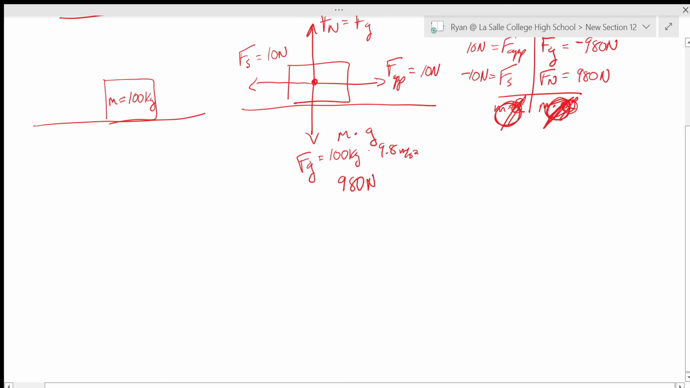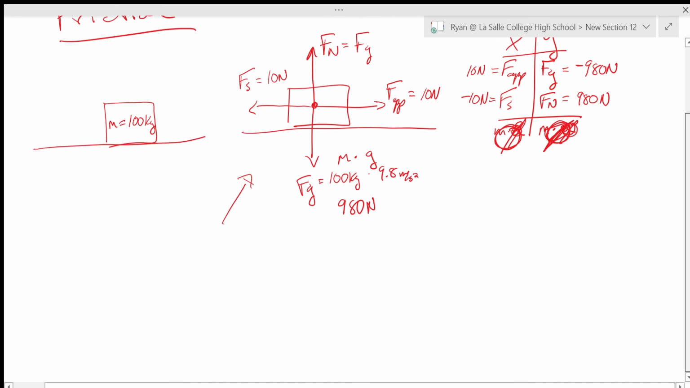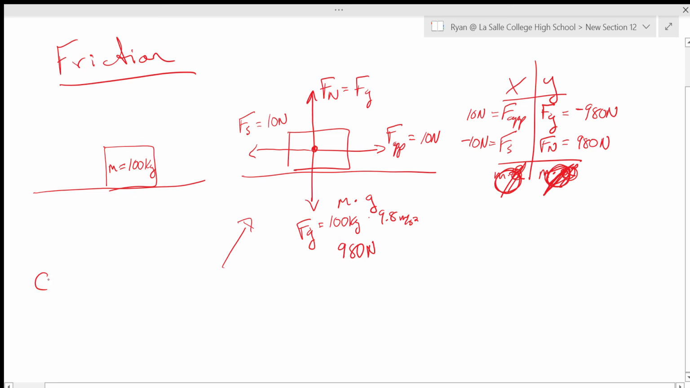The question we're going to look at now is, what if I do push the box hard enough? Let's say the 10 newtons above was just enough force to start it to budge, like that was the exact moment it budged. So 10 newtons was enough force. In order to find out what that helps us with, it's called the coefficient of friction.